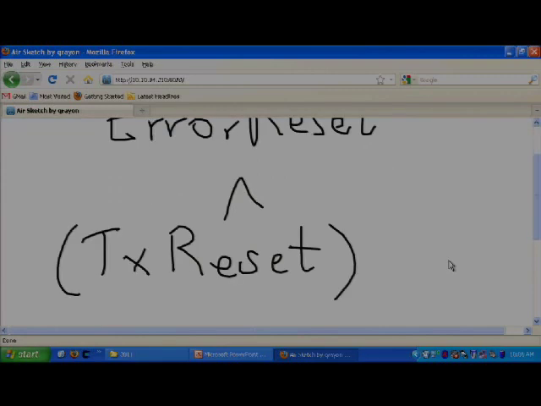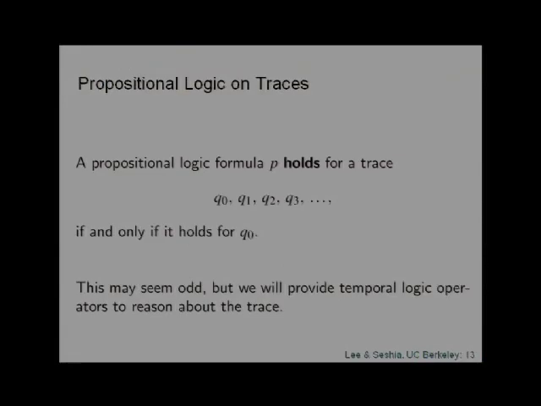So typically, by the way, the names that you use in temporal logic formulas will be variables in your program or signals in your model, right? So they'll be directly talking about the design that you constructed. All right, so we say the propositional logic formula holds for a trace, for a sequence, if and only if it holds for the initial state.